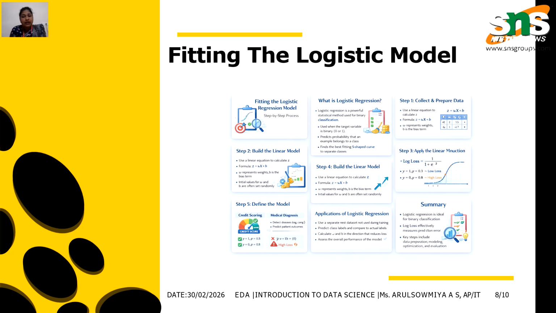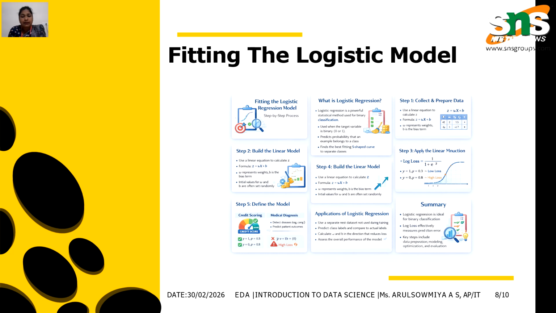So in step 3, we apply the linear function. That is, we get the log loss function by graphing the curve on the x axis and y axis. Then in the next step, we define the model, for example credit scoring or medical diagnosis. In medical diagnosis, the disease will be either positive or negative. Using this, the credit score will be on either the x-axis or the y-axis.